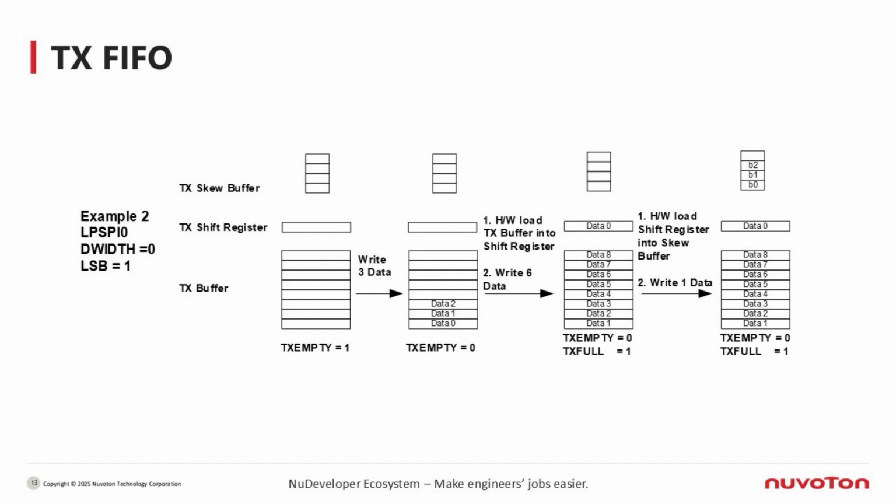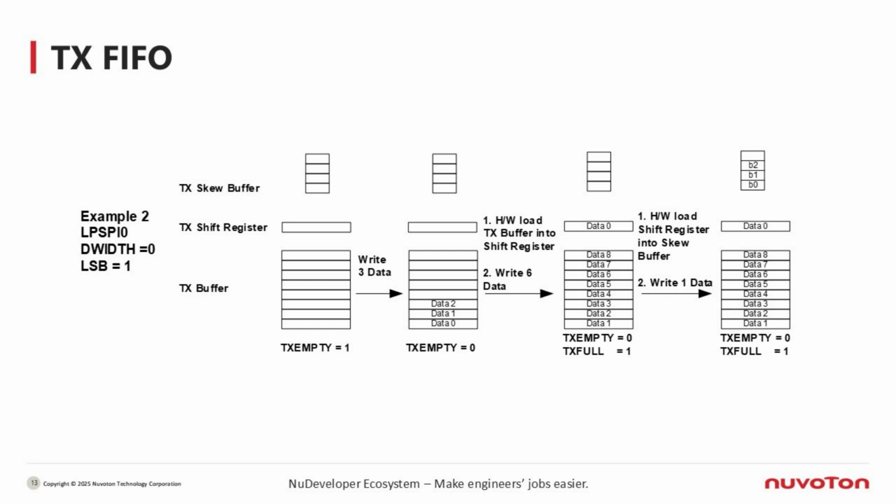Example 2. Writing multiple pieces of data and checking TX full. We start again with TX empty equal 1. This time, software writes 3 pieces of data, data 0, data 1, data 2, into the TX FIFO. TX empty immediately goes to 0. The hardware takes data 0 from the FIFO and puts it into the shift register, starting the transmission.